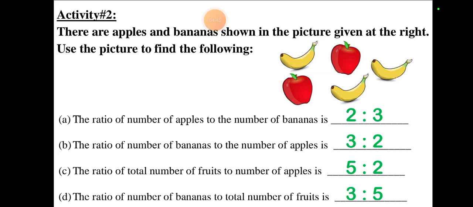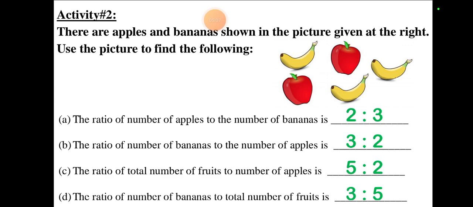For that, I will say you write the first quantity first, because the order matters a lot. The first quantity is apples, so you find the number of apples. There are 2 apples, so I will write 2. Then I will put the ratio sign. Then I have bananas. What is the number of bananas? 3. So it is 2 ratio 3. That means 2 ratio 3 is my quantity.